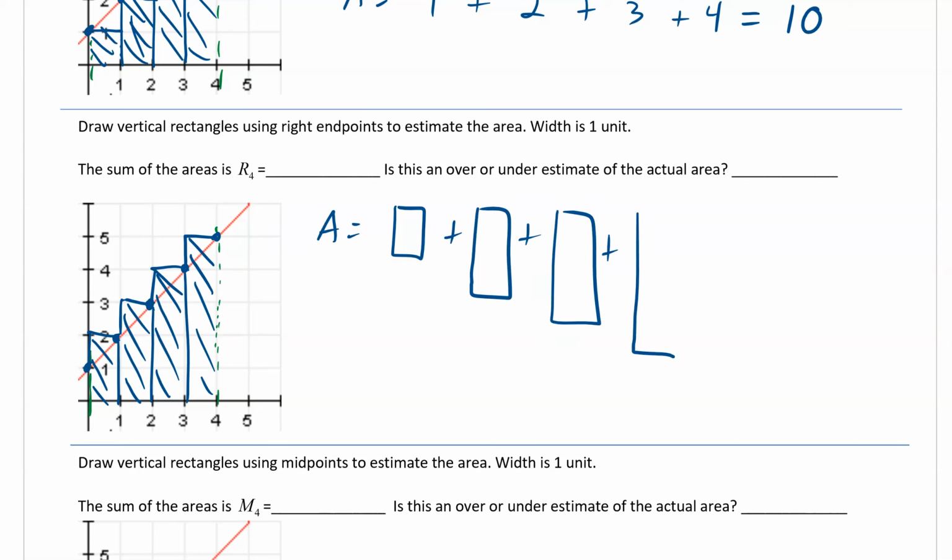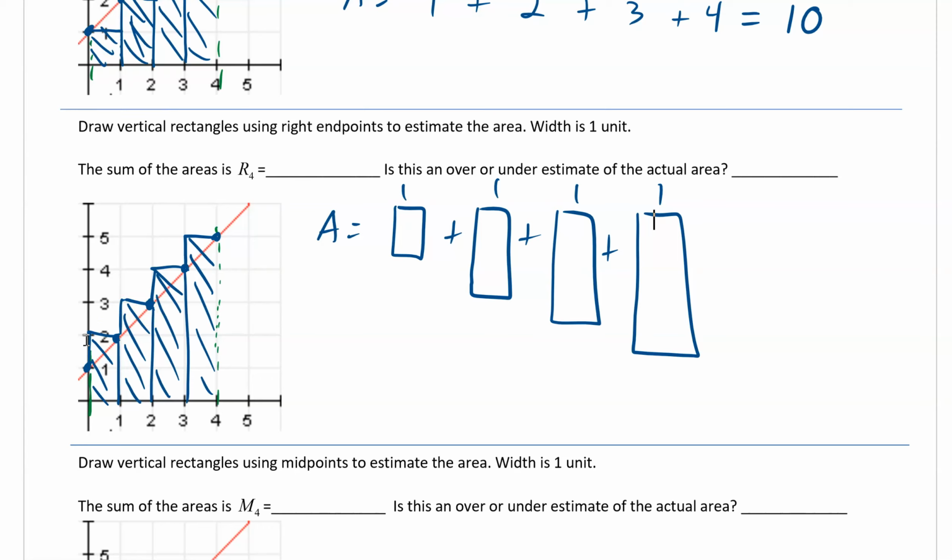If you're kind of noticing this, our widths here are all 1. And our heights are the y values. So if you're starting on the right, what we're really doing is plugging 4 into our function. That gives us a height of 5. We plug 3 into our function. That gives us a height of 4. We plug 2 into our function, which would give us a height of 3. And we plug 1 into our function, which would give us a height of 2.